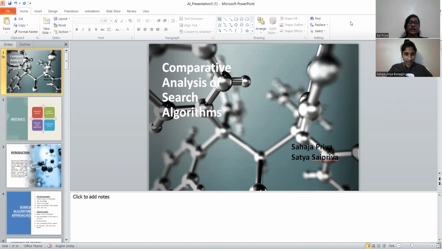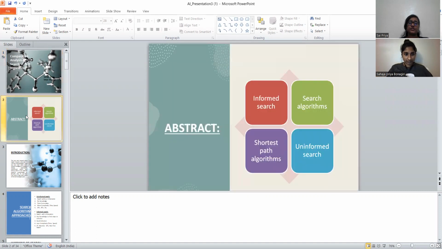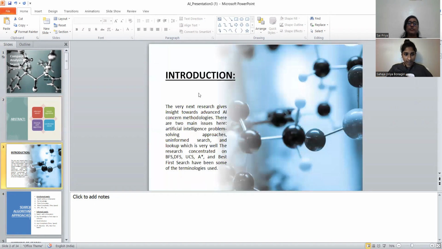Today we are discussing a comparative analysis of search algorithms. Coming to the abstract, today I have covered informed search and uninformed search algorithms and the shortest path algorithms. We would like to talk about the introduction slightly.